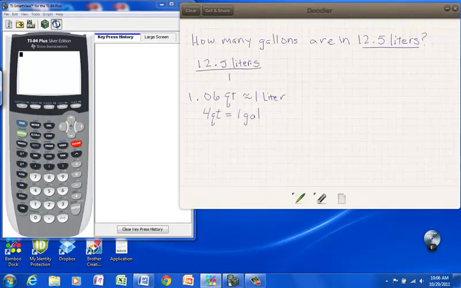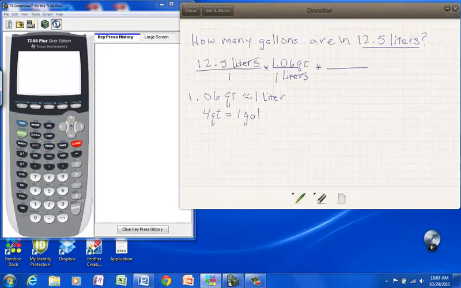So now I just need to arrange these conversions so that the units we start with cancel and the units we want are what we end up with. So we're going to make a fraction where the liters cancel. I'm going to use 1 liter is approximately 1.06 quarts. And the liters are going to cancel. Now I have quarts.